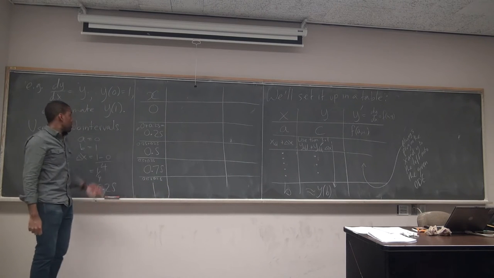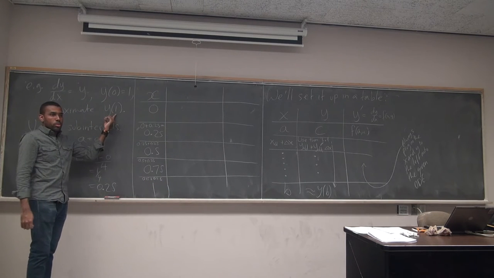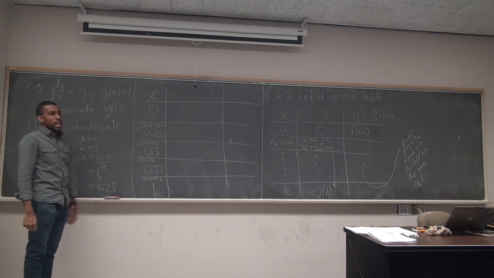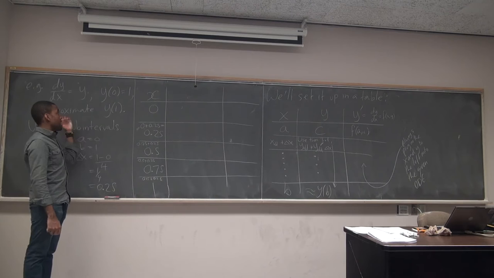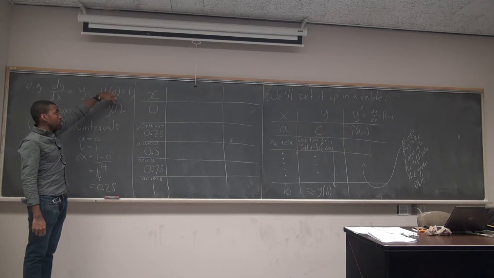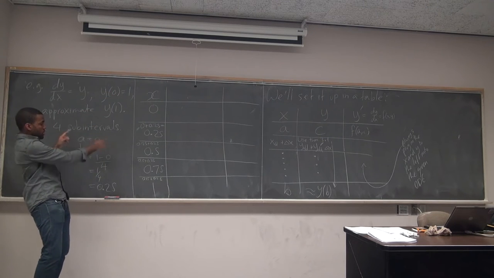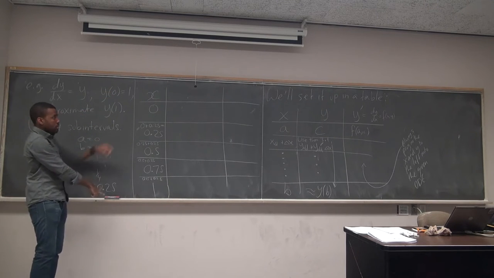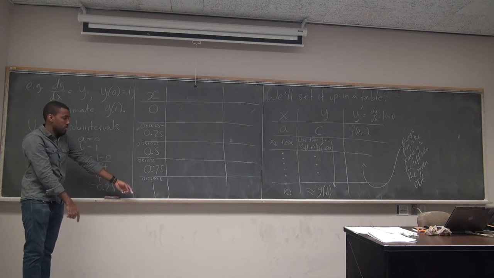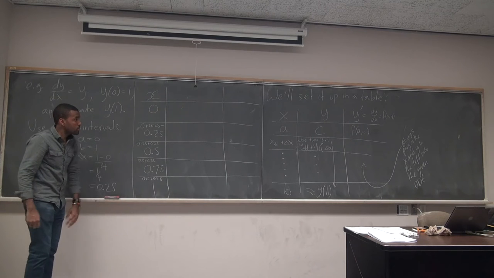Now we stop, because 1 is where I want to end up, right? You always want to end up at 1? No. You want to end up with whatever I ask you to end up. In this question, I ask you to approximate y of 1. You know what happens when x is 0. I'm asking you what happens when x is 1. I split it up, and I tell you how many subintervals I want, so you find that. You start at 0, you keep adding delta x until you get to 1. So that's the length of the table.